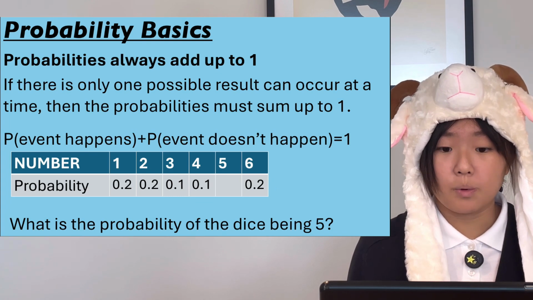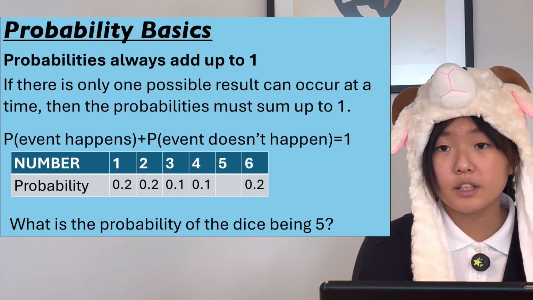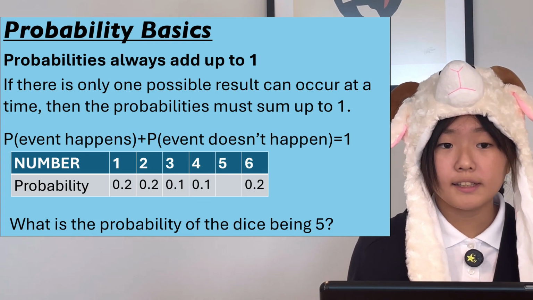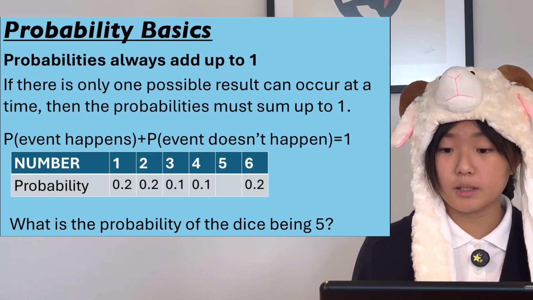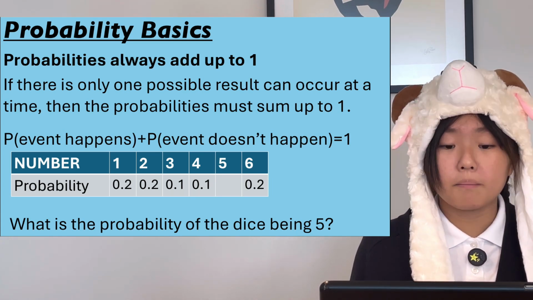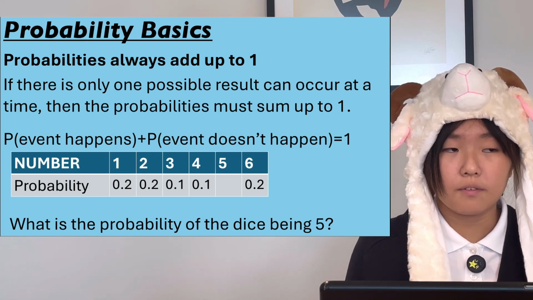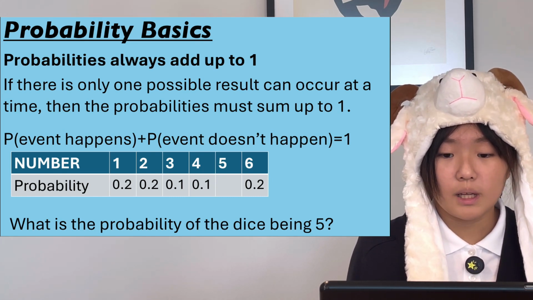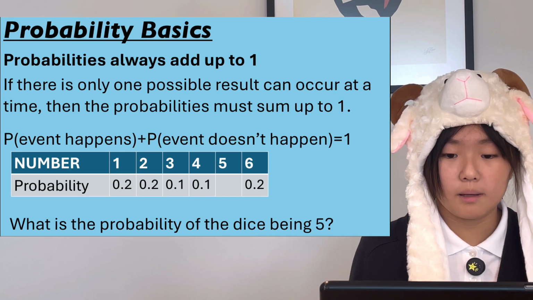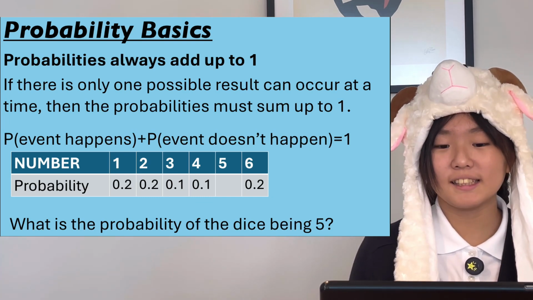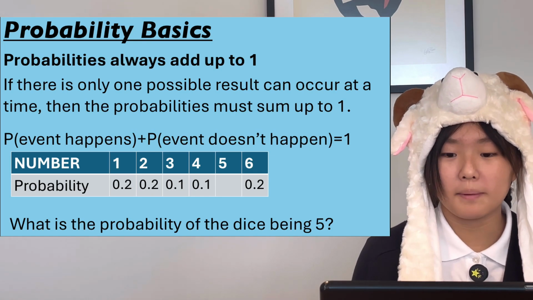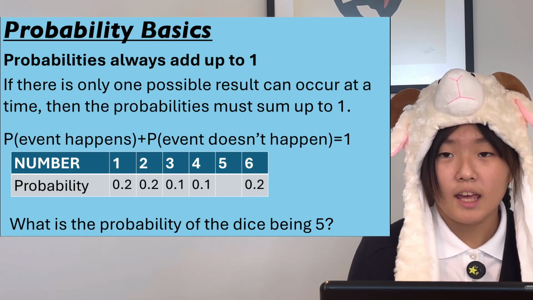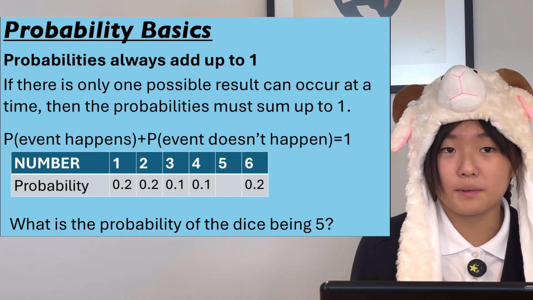Probabilities always add up to 1, and most of the time they're written as fractions, so if the fractions add up to 1, it's correct. If it doesn't, it's not. And if there is only one possible result that can happen at a time, the probabilities must sum up to 1. If there can be 2, for example, that can happen at a time, then it's not 1. You need to add the probability that the event happens with the probability that the event doesn't happen, and that'll equal 1. So I'll give you an example question.